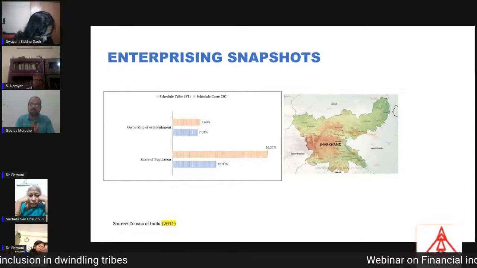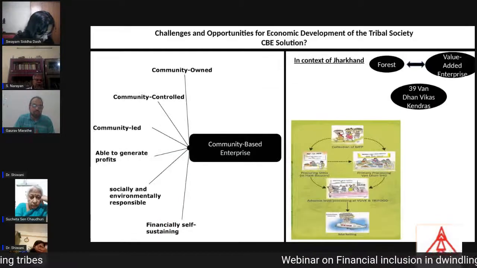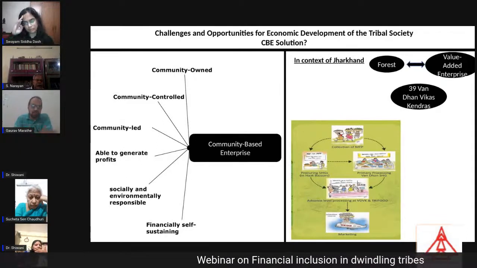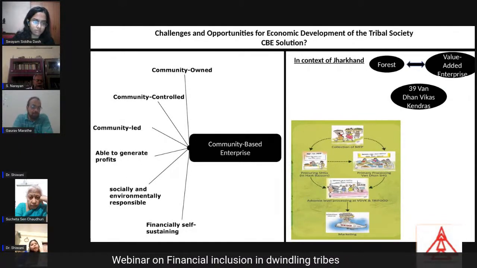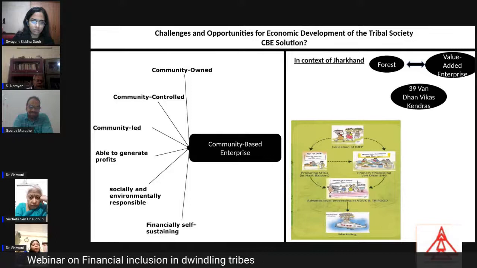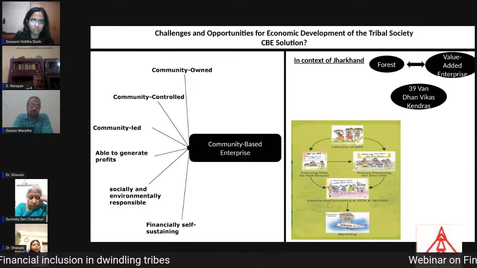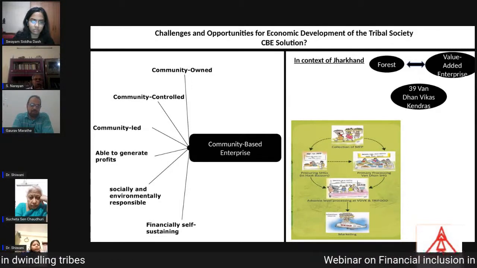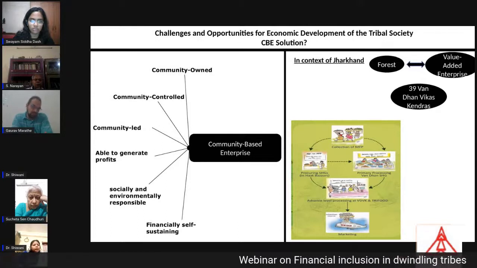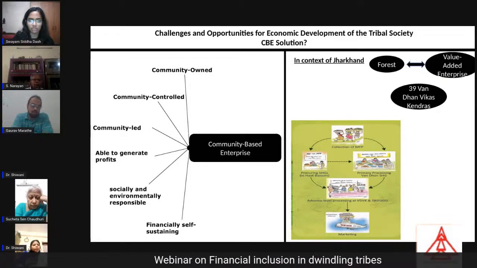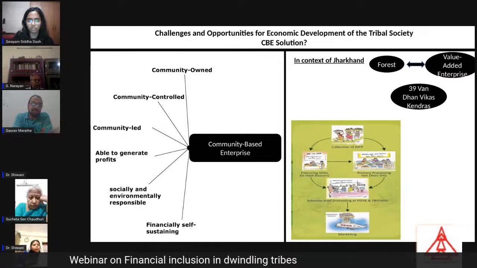And therefore, what can be done around this? What I'm going to discuss is around this idea of the gap between resources, enterprising, and poverty. What can be the solution? There is this concept which the current government is using a lot. It is called community-based enterprising.